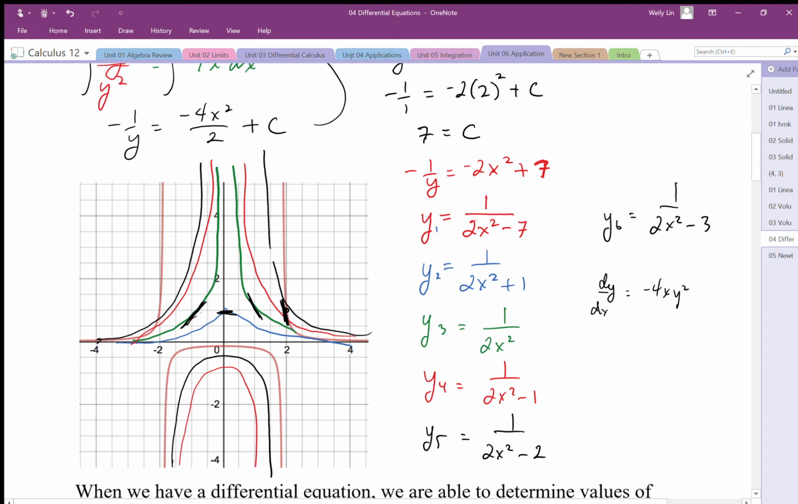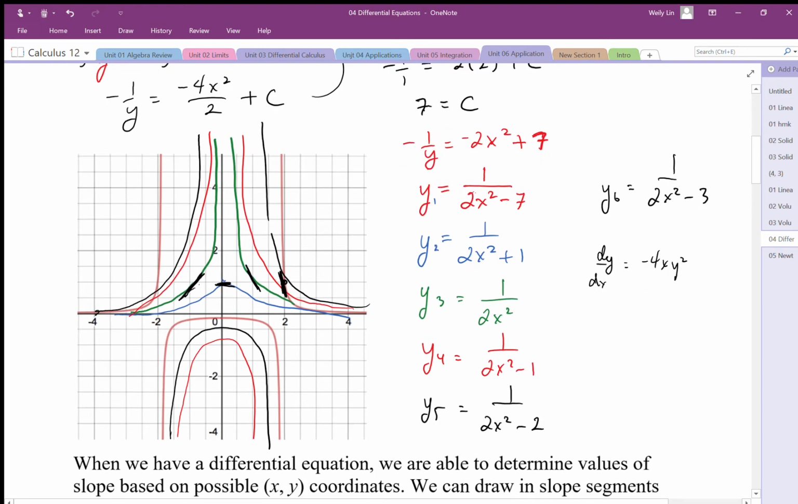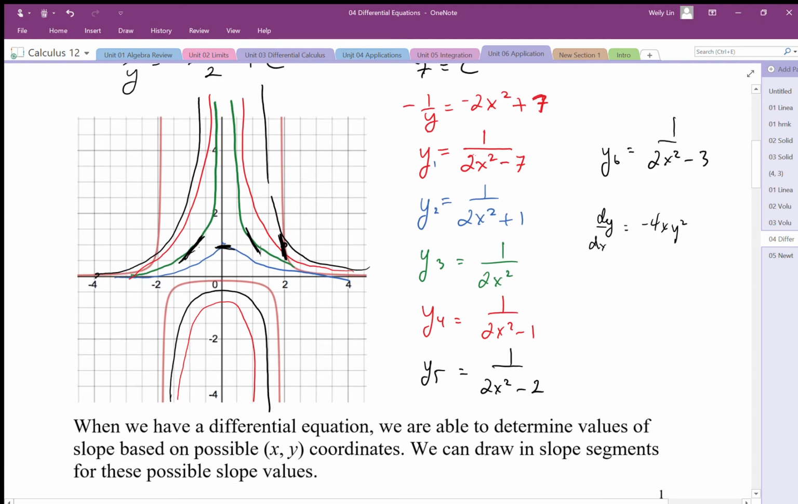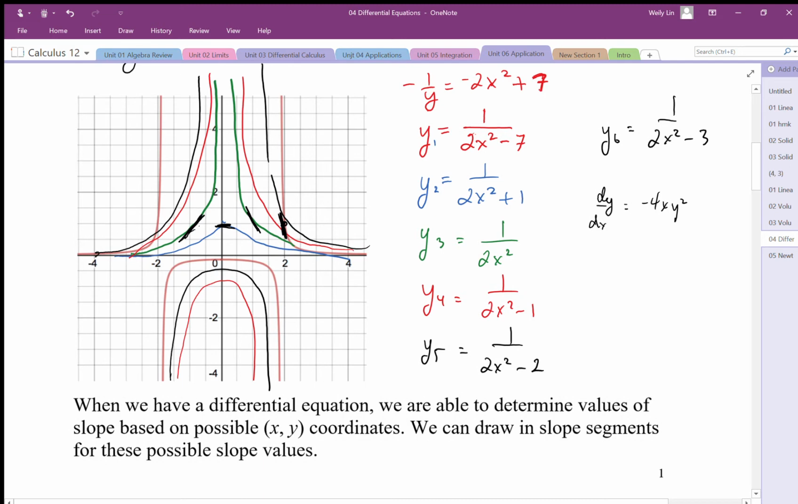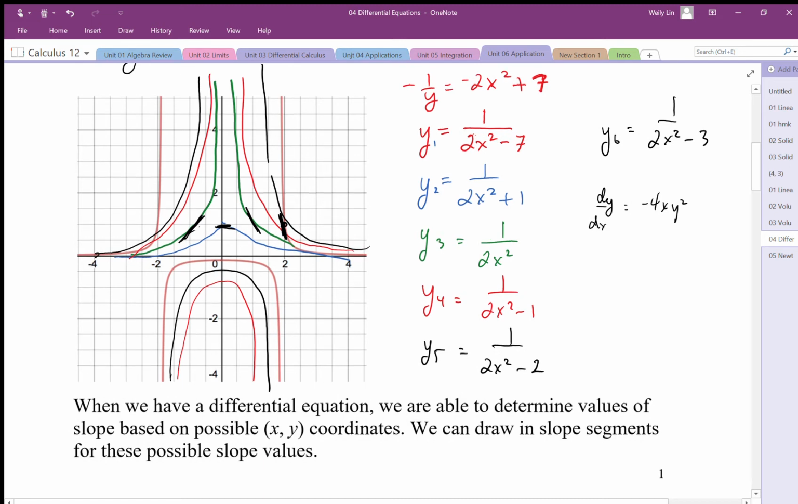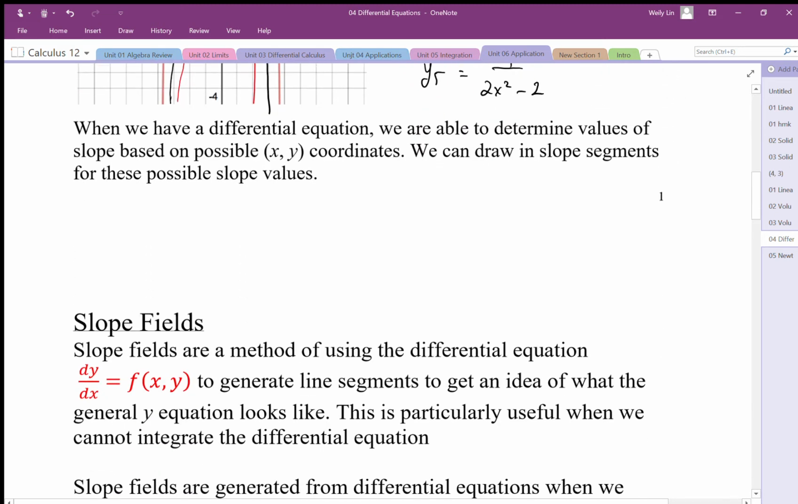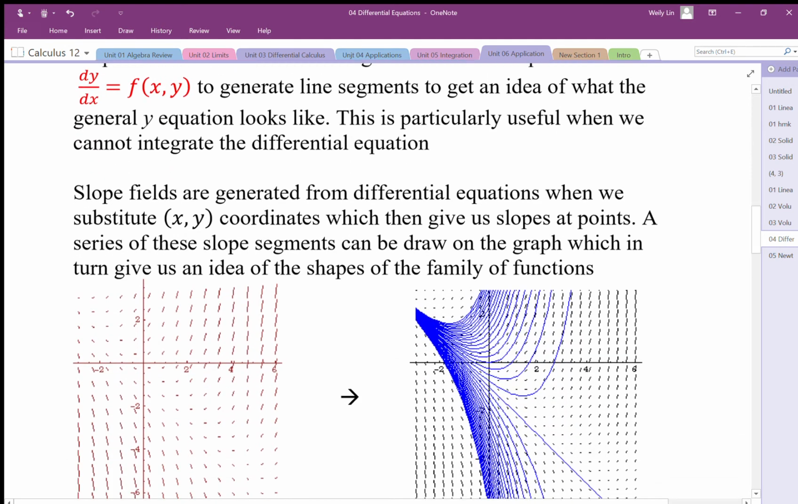And what I can actually do is generate a whole bunch of these pieces of slope. If I draw all these little slope segments on different points all across this whole graph, you end up being able to see generally how the family of solutions should be looking, the shapes of those families of solutions. And this is something called a slope field. I just did a couple here, but if I were to do a whole bunch of them, you get a whole field that looks like this.